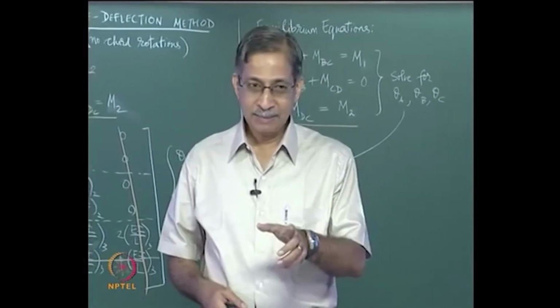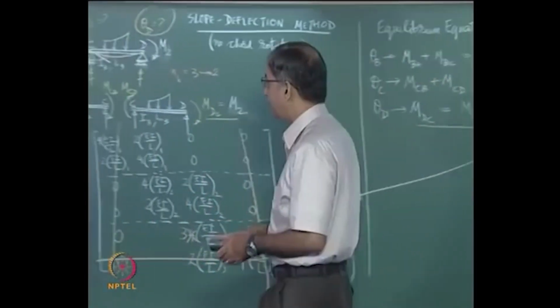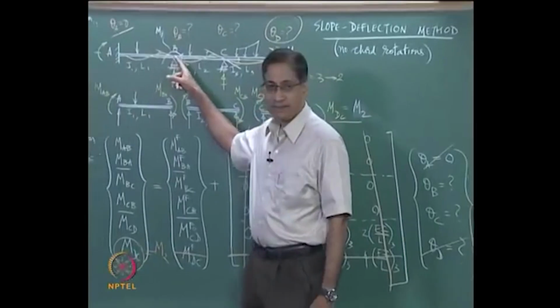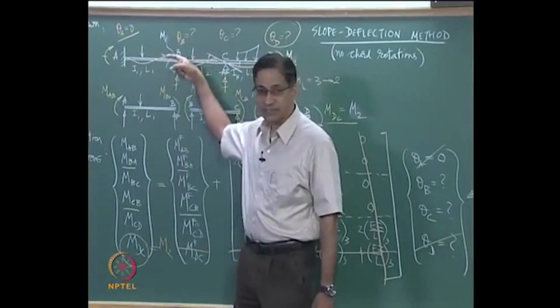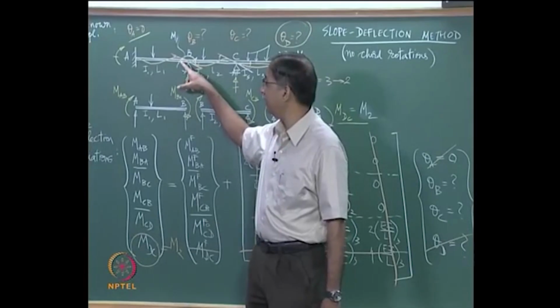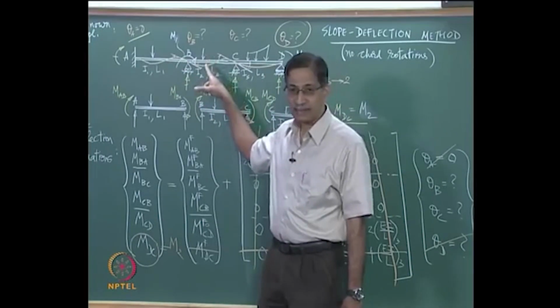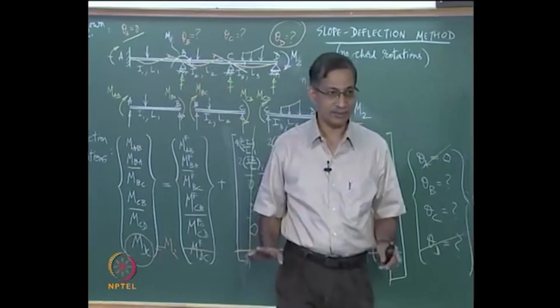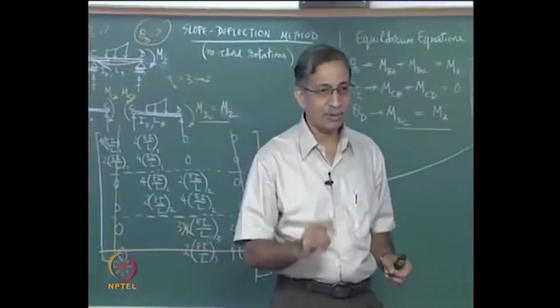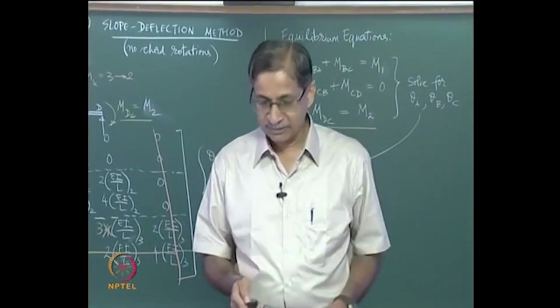But what is common to the portal frame, and this is in both, the joint is rigid at B. Here the included angle between BA and BC was 180 degrees, there it is 90 degrees, that is all. But theta B is same for both BA and BC, clear? Good question.